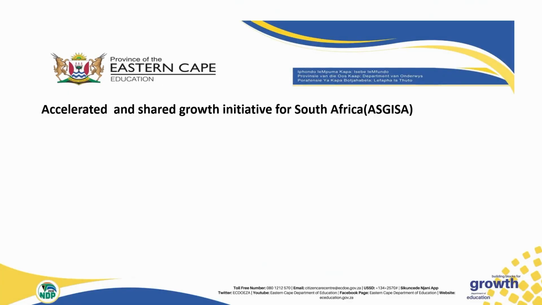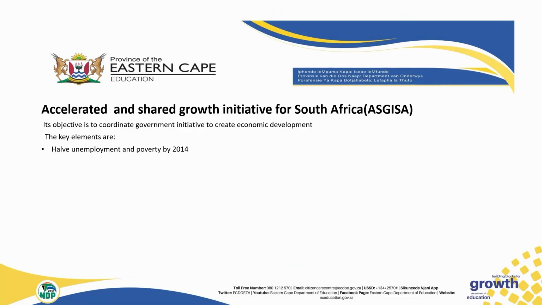Let's come to policy number 3, which is the Accelerated and Shared Growth Initiative for South Africa, as ASGISA. Then what is their aim or objectives for this program? Their aim is to coordinate government initiatives to create economic development. So even this one, they coordinate. Government is coordinating to make sure that they are creating employment for economic development, as I have explained economic development in the previous policy.